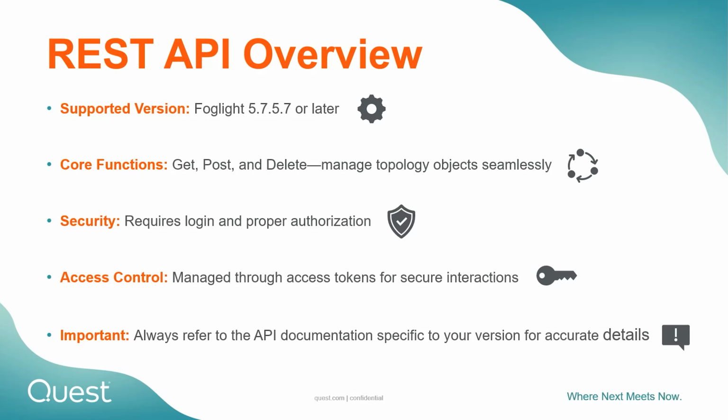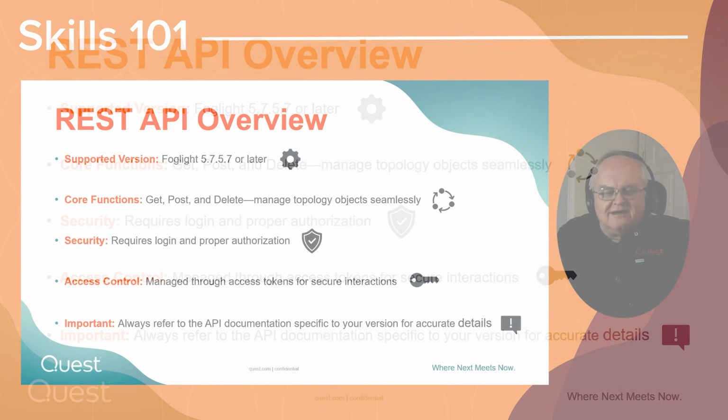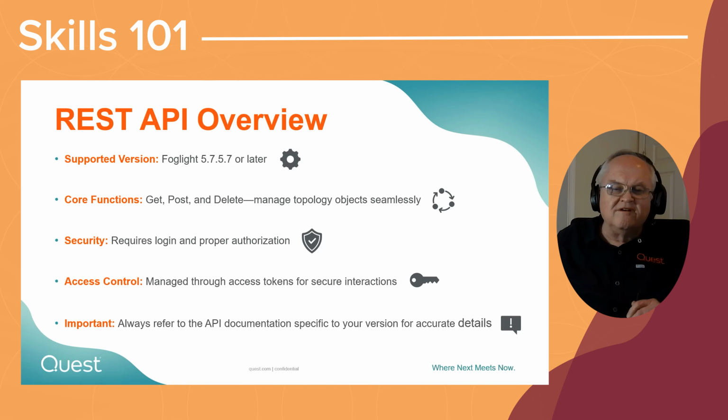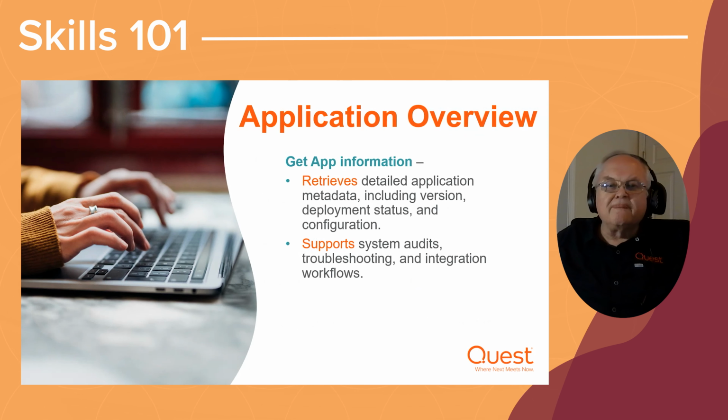Now, you always want to make sure you refer to the API documentation specific to your version. We do change the API from time to time, add functionality, change some functionality. For example, in Foglight 6, we changed from one type of token to another that makes it more compatible with the later versions of things like Python and some of the other things out there that are using different token technology than we did in the past. So that kind of thing can come up. And so make sure you always look at the correct documentation.